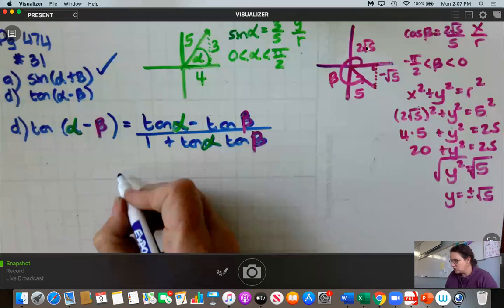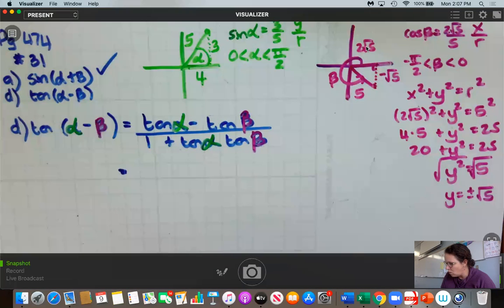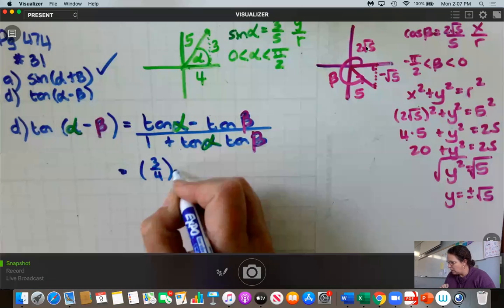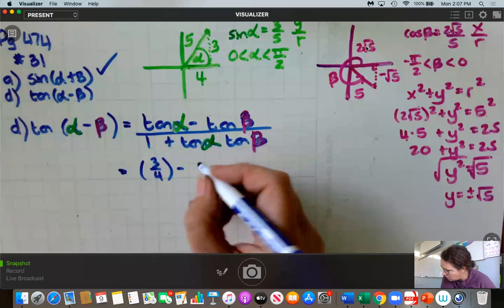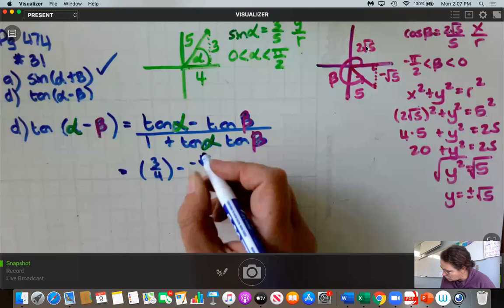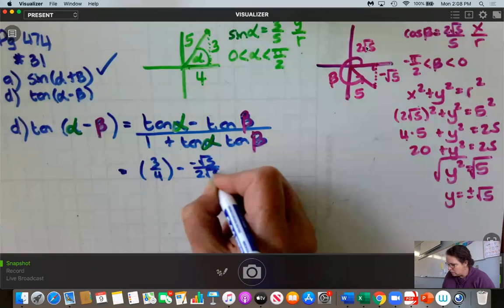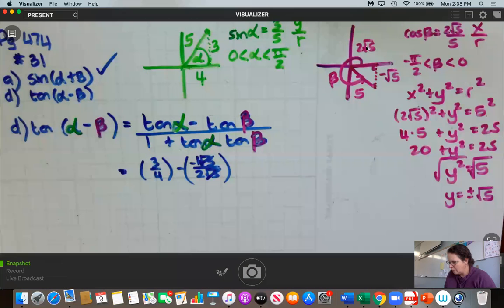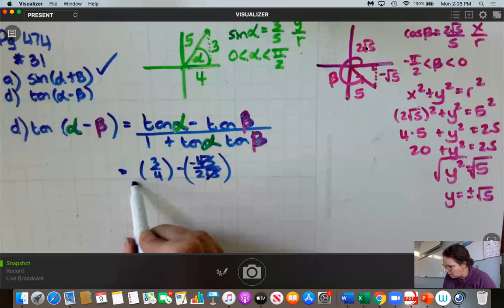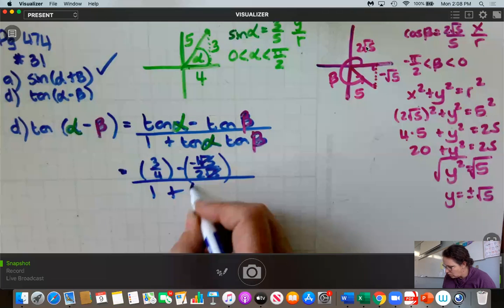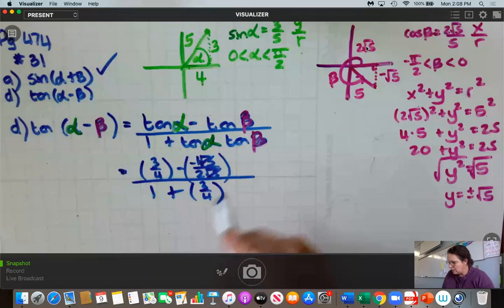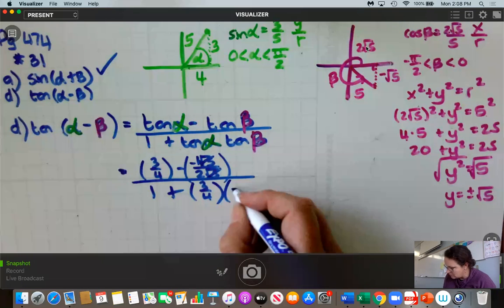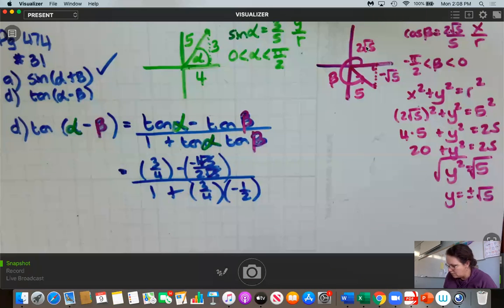So if I'm doing the tangent of alpha, the tangent of alpha is y over x, so that's 3/4. Minus the tangent of beta is y over x, it's negative √5 over 2√5. We can simplify that a little bit, and it's just going to be equal to negative 1/2, divided by 1 plus 3/4. And I already figured out that this tangent of beta could be simplified to negative 1/2, so I'm going to just use that since I don't need all of those roots in there for this one.